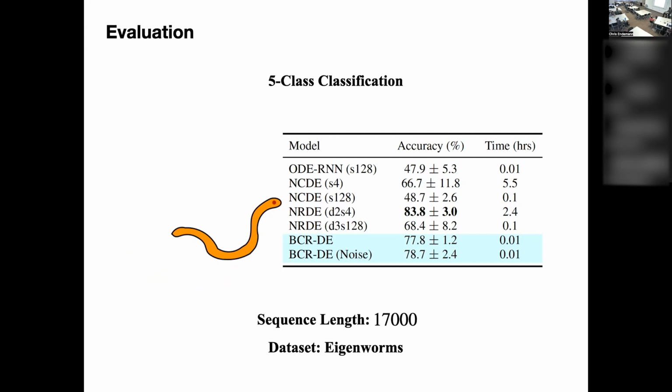So the noise variant is one of the variants that we tried. It basically tries to perturb the coefficients in the latent space, and we see that it can give us some benefit in terms of generalization.